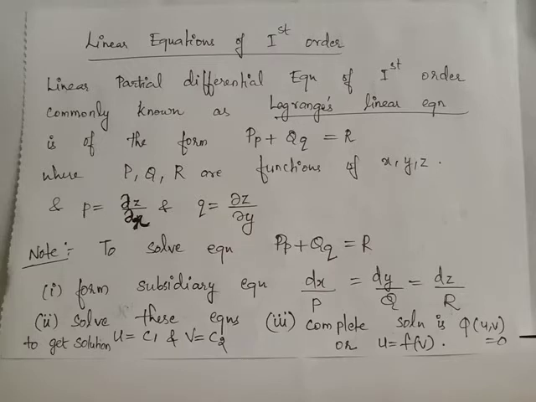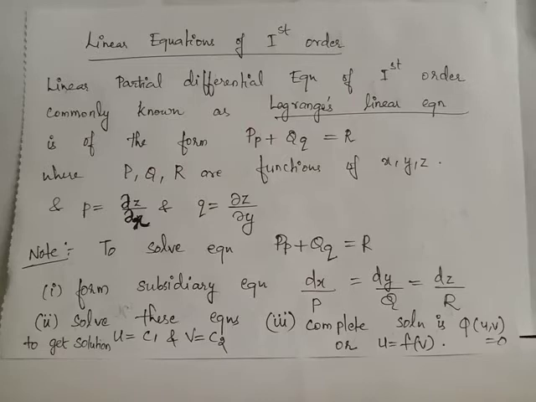R is the function occurring in the RHS of the given equation, Pp plus Qq equals R. Capital P is the function occurring along with the partial derivative dou z by dou x. Capital Q is the function occurring along with the partial derivative dou z by dou y. And capital R is the function which does not occur along with dou z by dou x and dou z by dou y.